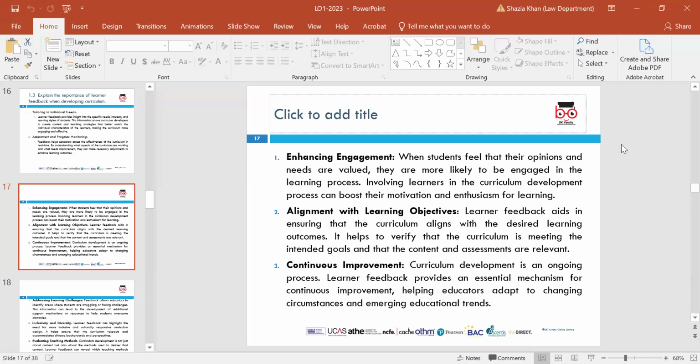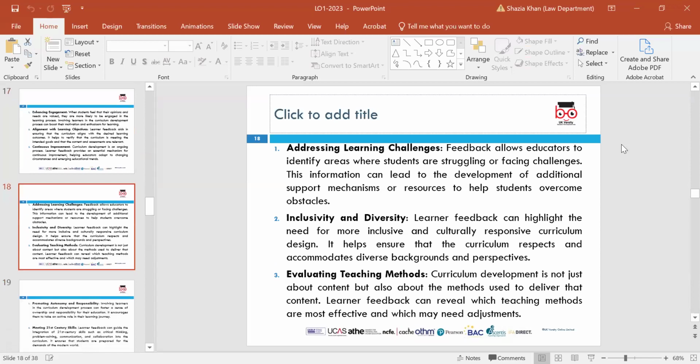Continuous improvement. So curriculum development is an ongoing process. Learner feedback provides an essential mechanism for continuous improvement. Every time you get feedback from learners, it makes you improve any strategies, and it encourages you to make any changes if need be. So, continuous improvement and feedback is needed from learners.